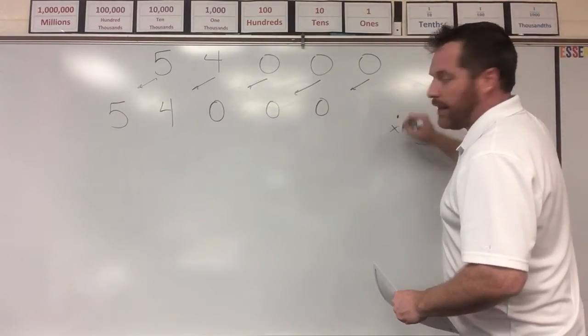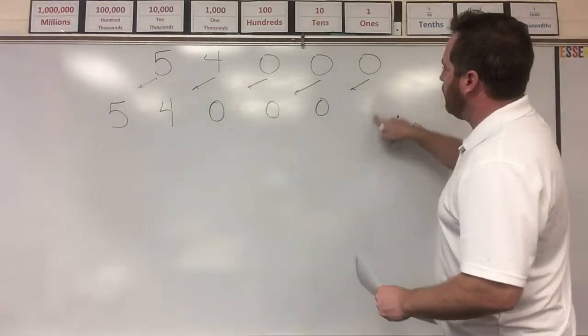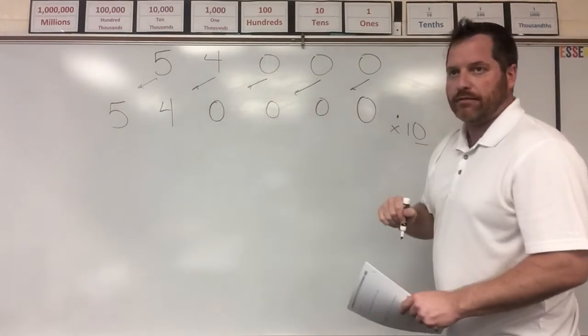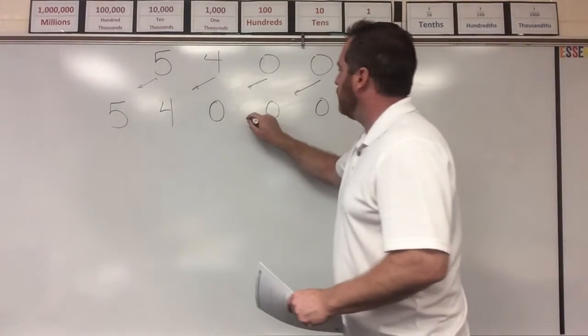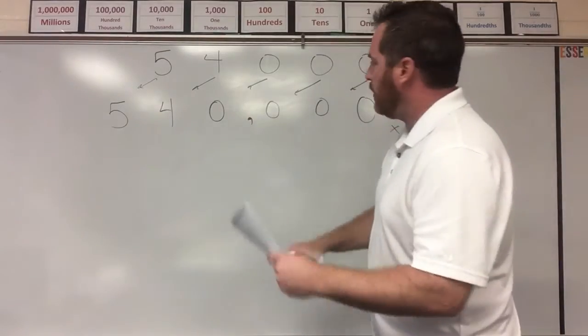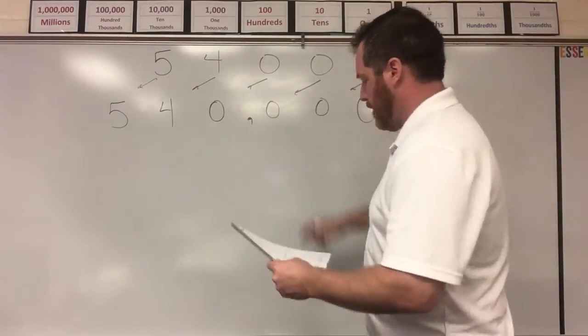Decimal point is at the end of any whole number, and if we have any spots open, we need to fill that in. 1, 2, 3, comma. The answer to letter A is 540,000.